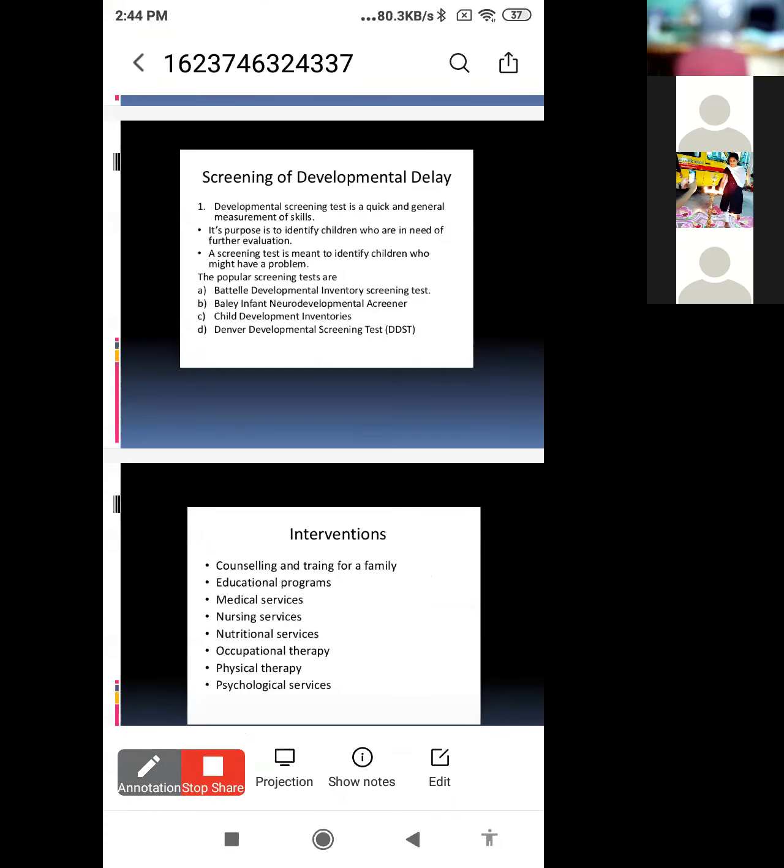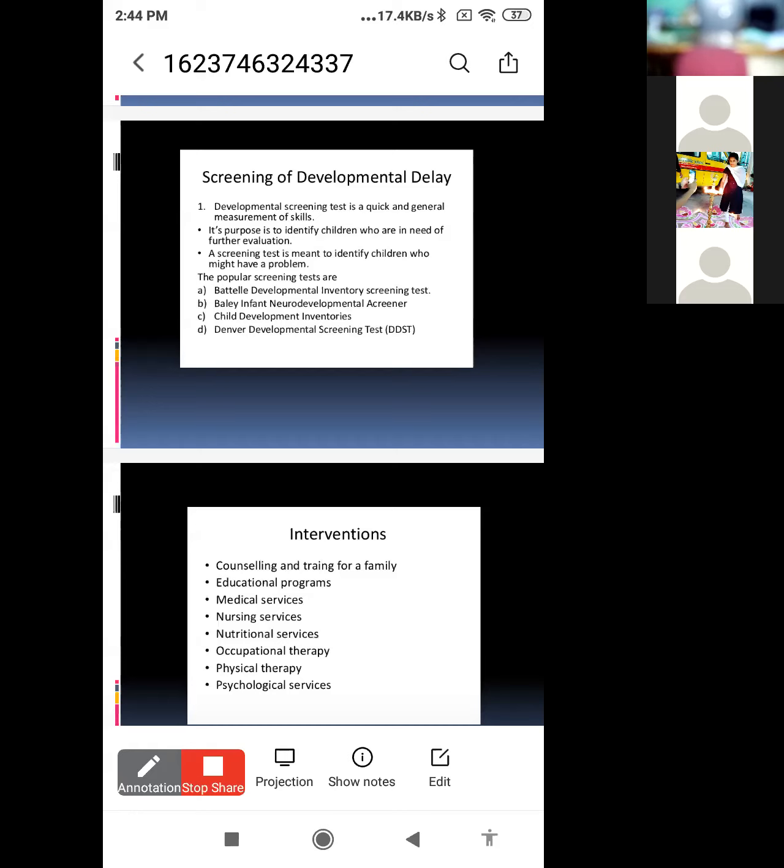Okay. Here, the main point is screening of developmental delay, which means how you can identify developmental delay, that is, how children are lagging in developmental skills. Under this you can do some tests. What do the tests mean here? There are four popular screening tests.